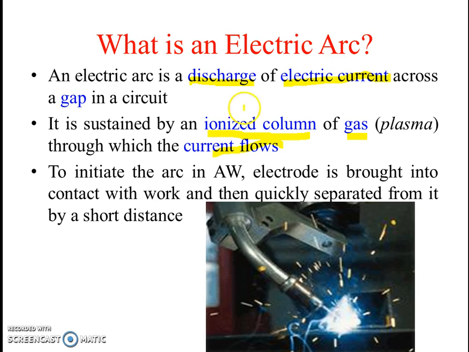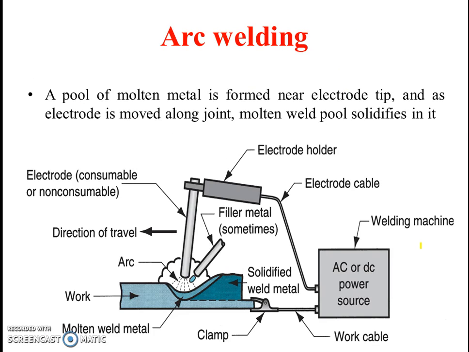That ionization is known as the electric arc. So you initiate an arc: the electrode is brought in contact with the workpiece, and then quickly separated by a short distance. So you can see there will be arc generation by maintaining a proper gap between the electrode and the workpiece. A pool of molten metal is formed near the electrode tip, and the electrode is moved along the joint. The molten weld pool solidifies.